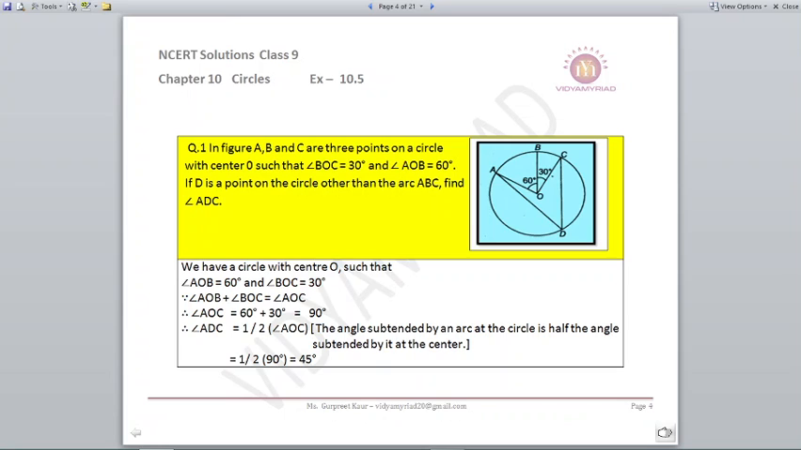Now if you see over here, the diagram clearly shows that angle AOC formed is 90 degrees. 60 plus 30 is 90, and ADC will be half of angle AOC because of the theorem that the angle subtended by an arc at the center is double the angle subtended at the remaining part of the circle. So what happened is, half of 90 degrees, which will be 45 degrees. So angle ADC formed will be 45 degrees.